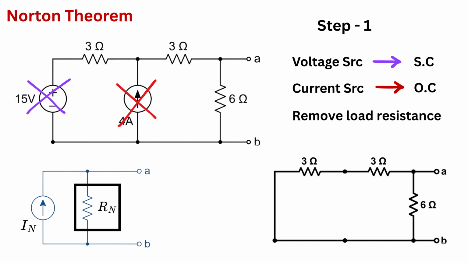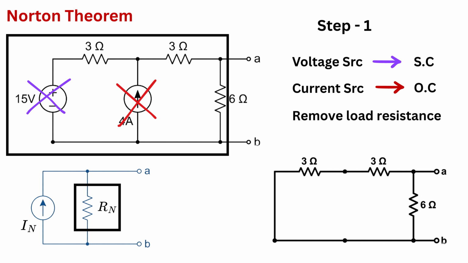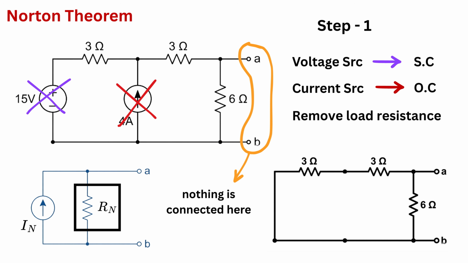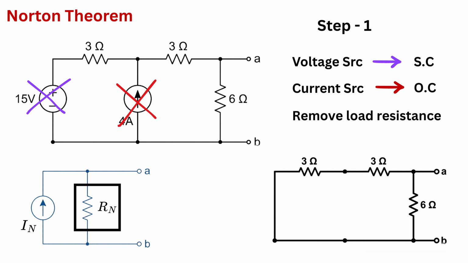Next, we also remove all the load resistances present between A and B, because we are only interested in the internal resistance seen from those terminals. Here there is no load resistance between A and B, but if you have one, say a 10-ohm resistor here as a load, then you simply remove it. So this is what we do in step 1.